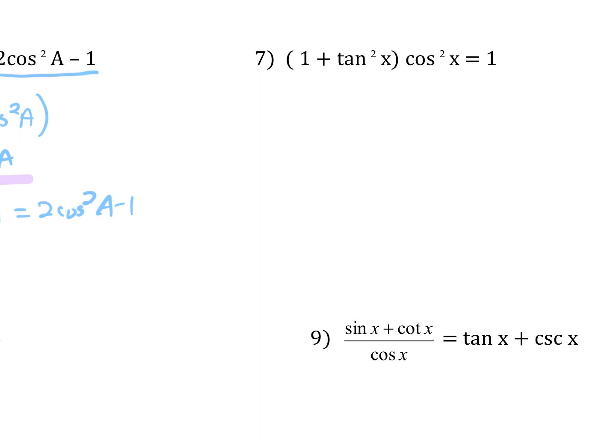I'm seeing a couple different ways to think through this one. Distribute the cosine squared x? Okay, we can do that. Let's do that. So let's multiply and distribute, and we get cosine squared x plus tan squared x times cosine squared x.